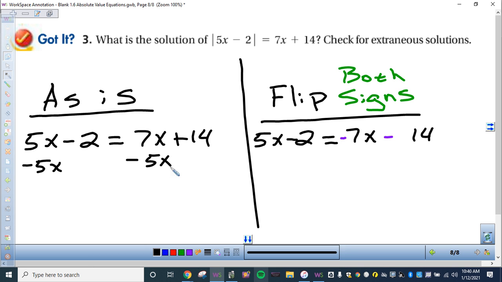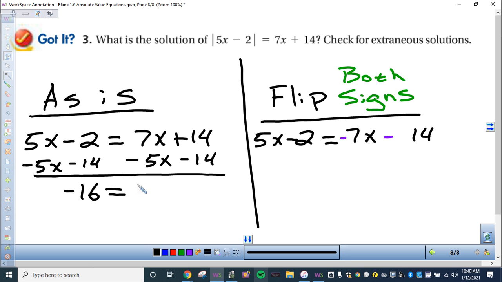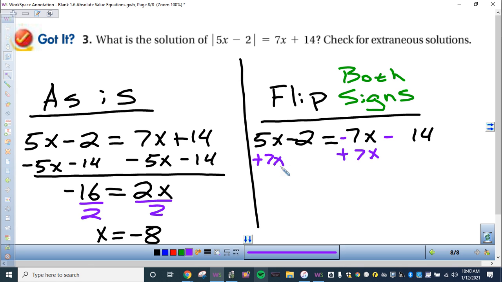I know by doing the way I'm doing it, I've got x's on the right side, so I'm going to get rid of the number on the right side. So I get negative 16 equals 2x, and then last step I'm going to divide by 2. So I get x equals negative 8 for the left equation. On the right side, I'm going to add 7x to both sides. So that means my x's will be on the left side of the equal, so I'm going to add the 2 over on the left side of the equal, so I get my variables on one side and my numbers on the other.